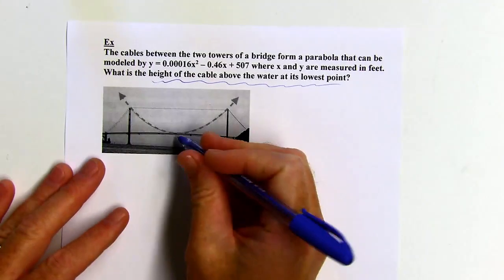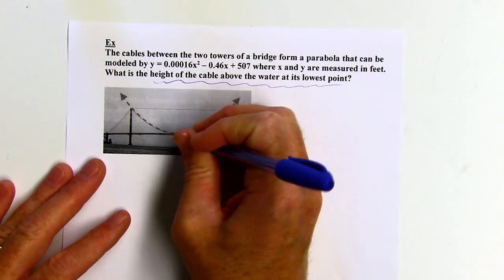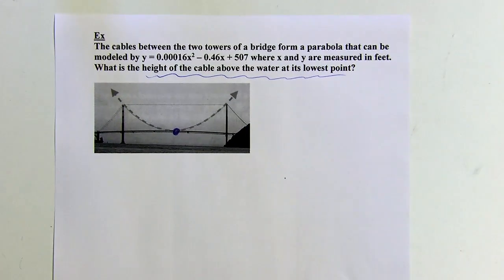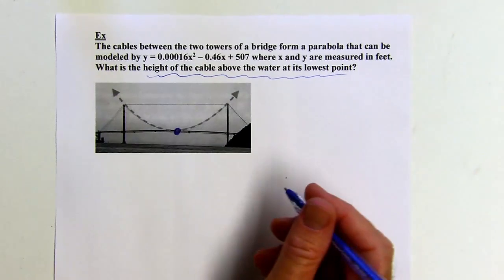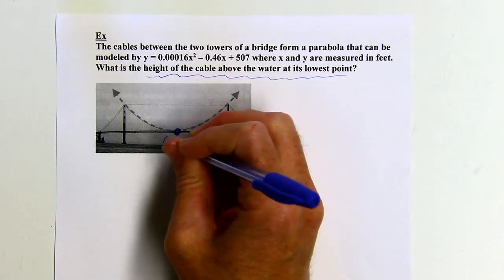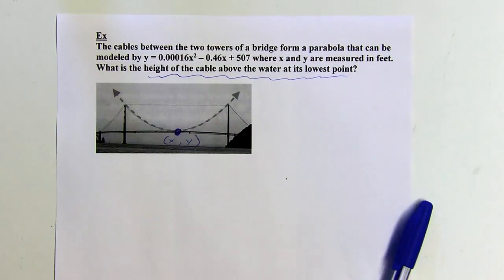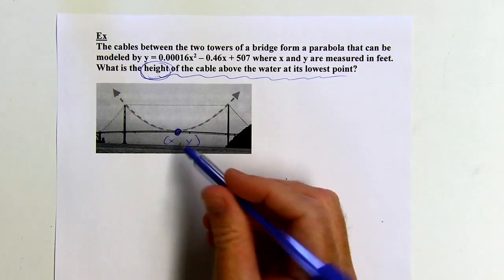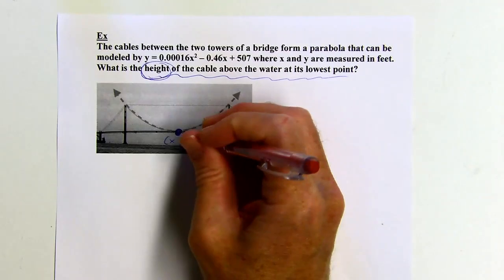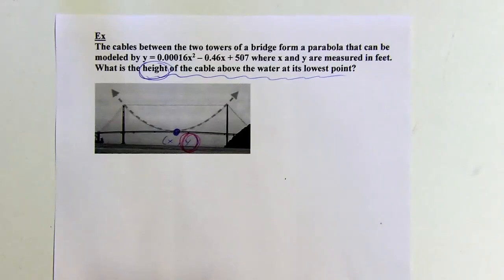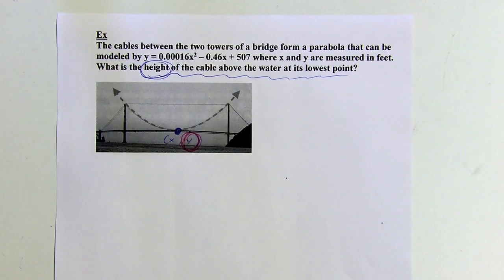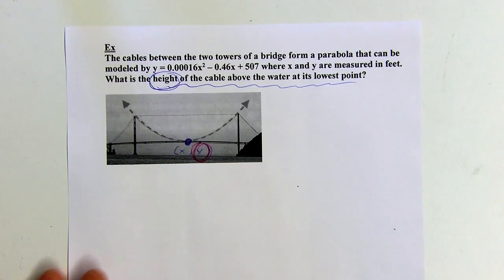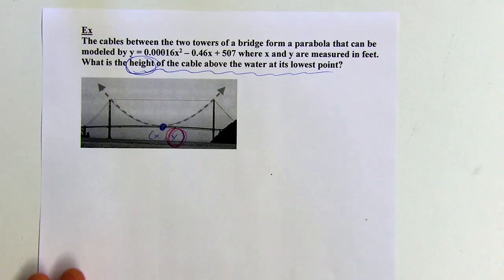So let's think about what they're asking for. The lowest point on the parabola is going to be down there at the vertex, right? It's going to have an x and a y coordinate, but then we're looking for the height. So the height would be related to the y coordinate. So what we're looking for here is the value of the y coordinate of the vertex. In order to find the y coordinate, first we need to find the x coordinate.